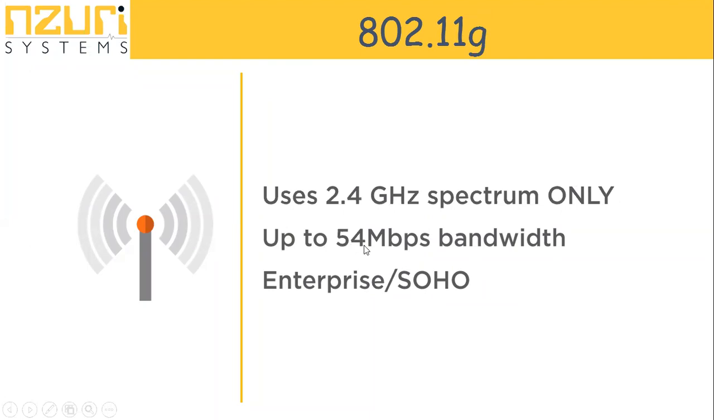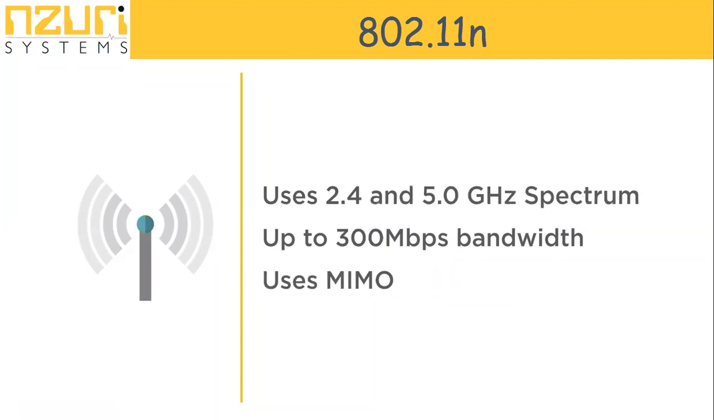However, that is 54 megabits bandwidth, and it can be used both in enterprise and our home environments. The reason being, it has much better speeds as compared to the 11b. Then we have the 11n, which crosses spectrum. So 11n is both 2.4 and 5 gigahertz spectrum, so you can have them in here like this. And it can work with speeds of up to 300 megabits per second, which is quite a good speed. And it can do MIMO, which means it's bidirectional. You can do things like that.